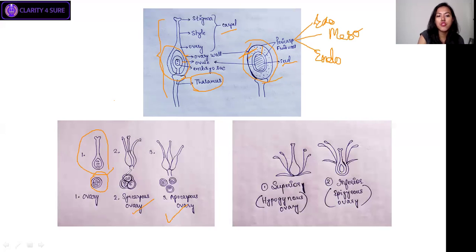So when we do the cross section, we get a figure like this. All are fused together. In the middle, we have the ovules, right? These are the ovules and the axils. So this is your syncarpous ovary.